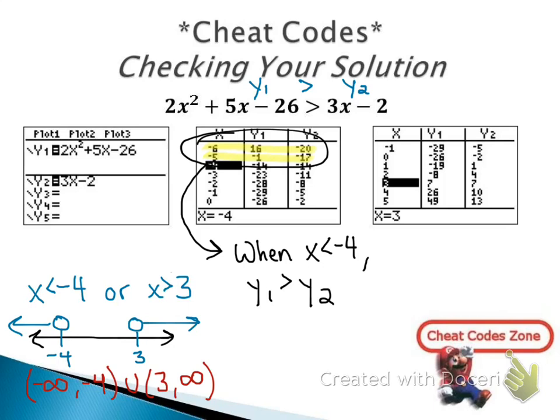We can do the same comparison on the other side for our other intersection point at x equals 3. Our solution says that x can be anything greater than 3, so I'll look at all the spots on the table where x is greater than 3. I get the same thing happening. y1 is greater than y2. 26 is greater than 10. 49 is greater than 13, which we already knew because that was the x value that we tested on the previous slide. So when x is greater than 3, y1 is still greater than y2.